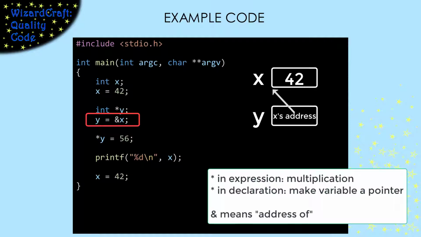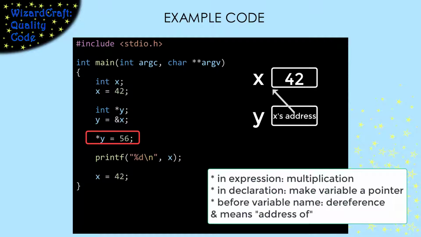Ampersand means address of. Once we set y up to point at x, we can use it to change the value of x. In this statement, the asterisk means dereference, or chase the pointer. So asterisk y gets the value 56 means that we put 56 into the location that y points at. Chase the pointer and put the value there. Notice that asterisk now has three meanings: multiply, declare a pointer, or dereference the pointer.